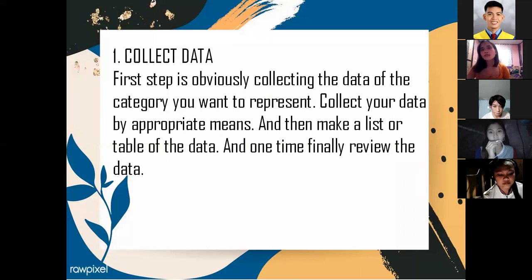1. Collect data. First step is obviously collecting the data of the category you want to represent. Collect your data by appropriate means, and then make a list or table of the data. Once done, finally review the data.